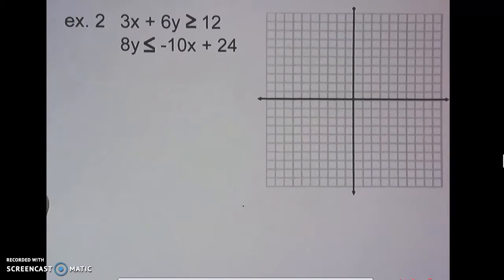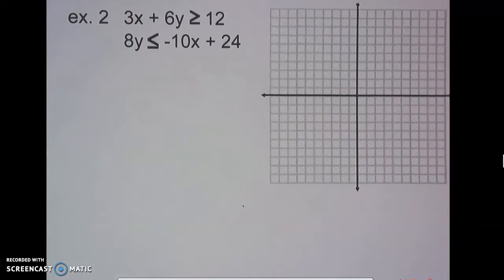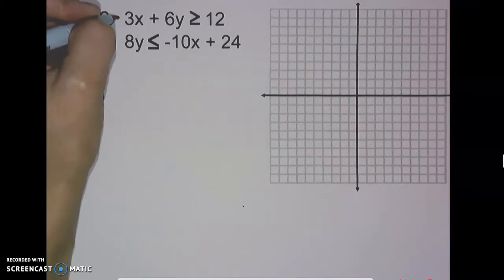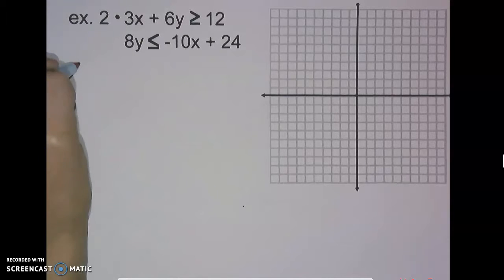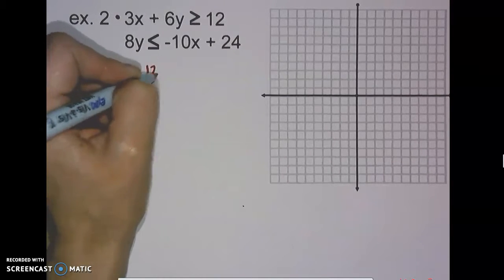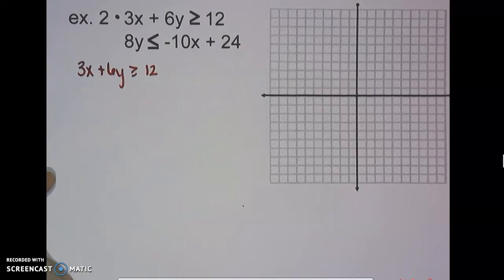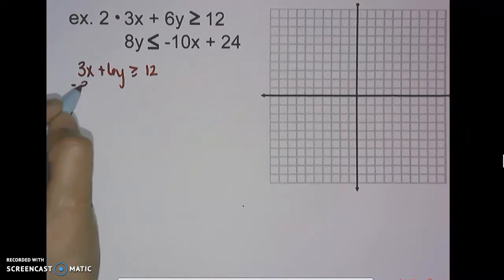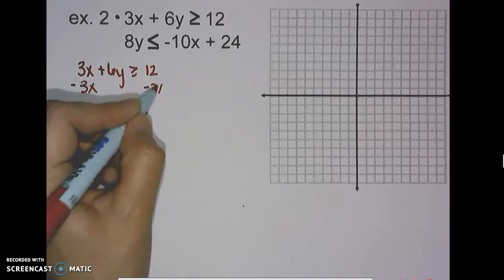Alright, let's take a look at one more. Here we have 3x plus 6y is greater than or equal to 12, and 8y is less than or equal to -10x plus 24. So, alright, if we have 3x plus 6y is greater than or equal to 12, and we have to get y by itself, our first step again is to move the x's.